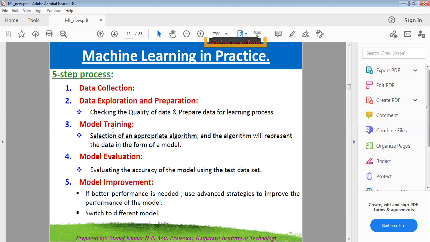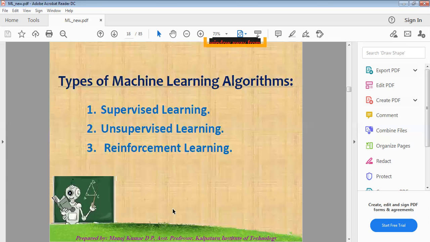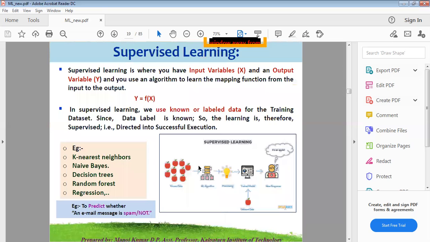Once you train, the algorithm is set. After that, you evaluate the accuracy using a test data set. You will understand this when you get into the algorithms. If better performance is needed, use advanced strategies or switch to a different algorithm. Now come to the next thing, types of machine learning algorithms. There are three types: supervised, unsupervised, reinforcement. Now you get into supervised.